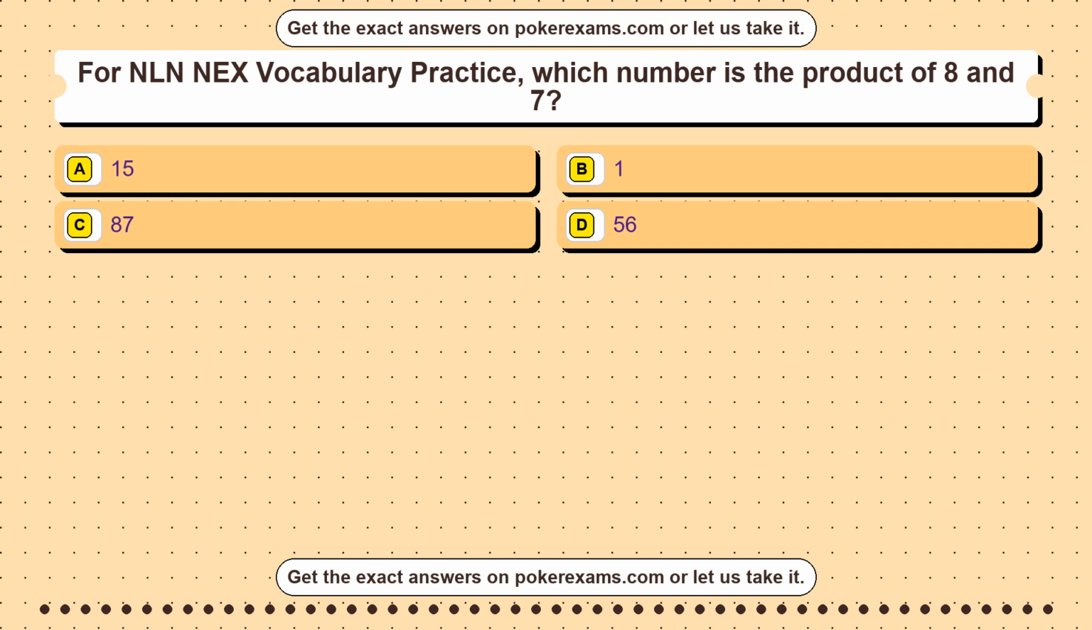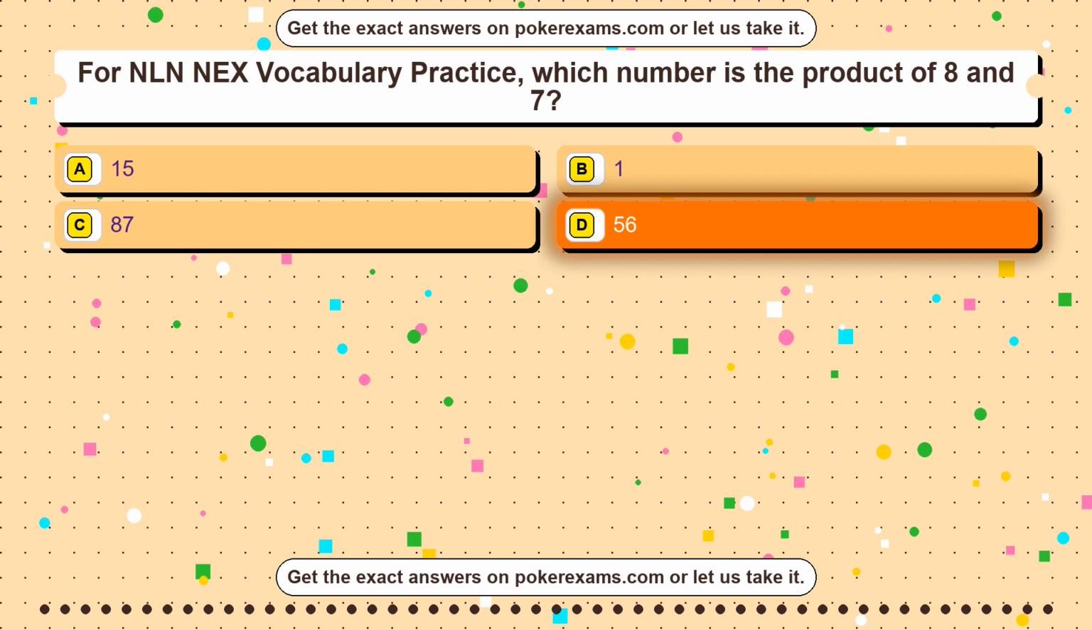Question 42. For get test prep, which number is the mode of 4, 6, 6, 7, 9? Option A 6. Option B 7. Option C 9. Option D 4. The correct answer is option D.